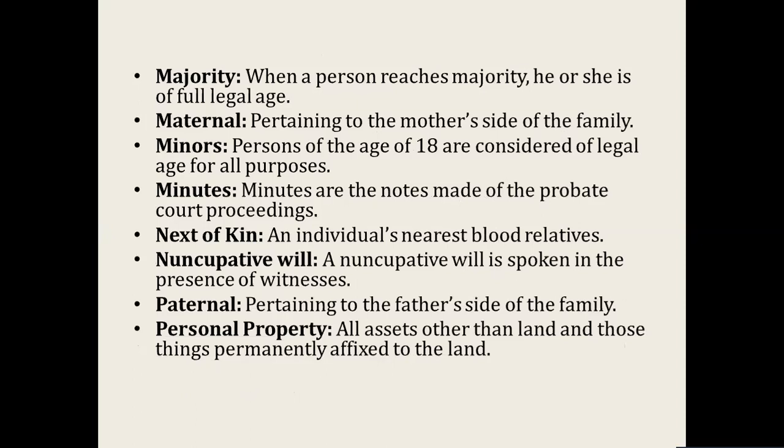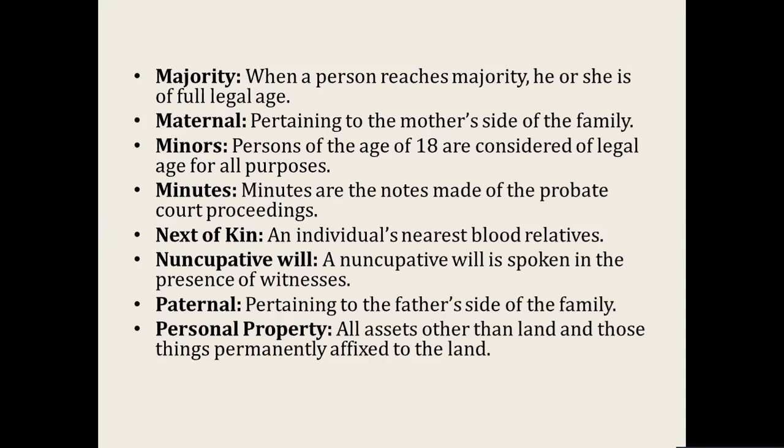Majority is when the person reaches their majority, they are of full legal age. Maternal, of course, is the mother's side. Minors are persons under the age, typically 18, at which they are considered of legal age for most purposes. Again, 18, 21, they did vary. Minutes are the notes made of the probate court proceedings. Next of kin is the individual's nearest blood relative. Paternal is, of course, the father's family.